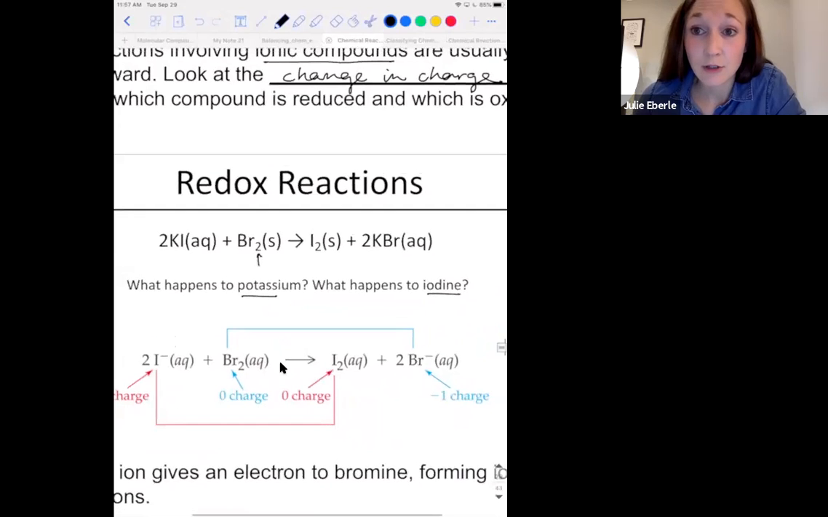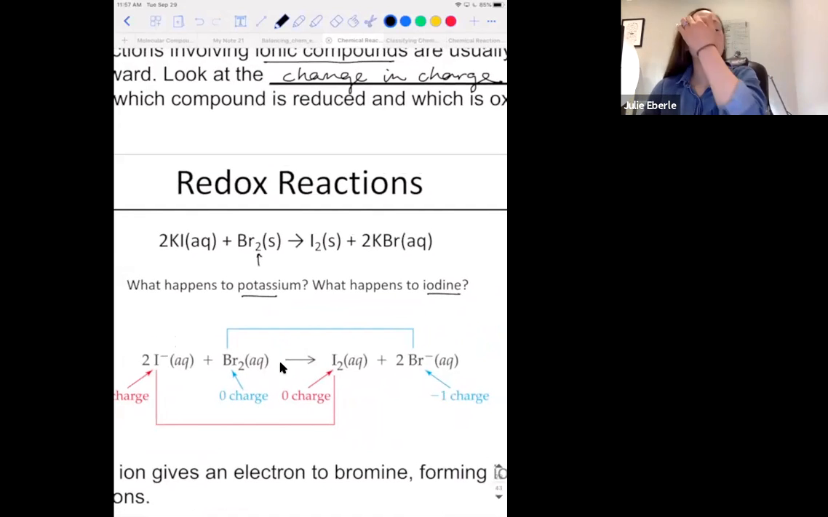Again, this is a single displacement reaction. A lot of the times, I'm not going to say always, but a lot of the times a single displacement reaction is a good indicator that you have a redox reaction. You might want to make a note of that. A single displacement reaction is most of the time a redox reaction because you have something with a 0 charge on one side and then something with a negative or a positive charge on the other side.